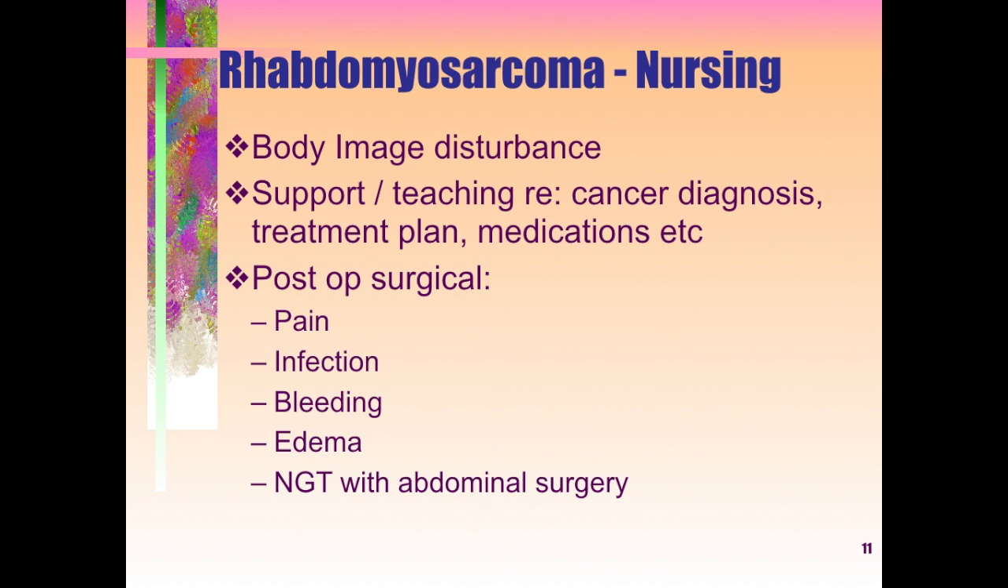Postoperatively, we're going to manage their pain, prevent infection, monitor for bleeding, assess the child for edema, and the kids who end up having abdominal surgery may temporarily have an NG tube in place. Once the gut function has returned, the NG tube will be removed. And this ends the lecture about rhabdomyosarcoma.